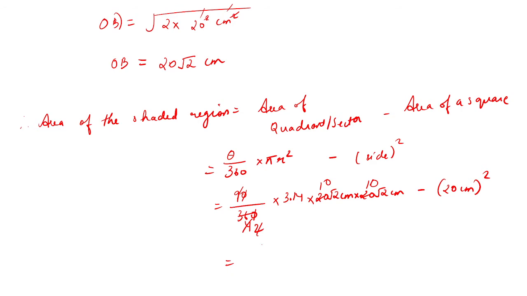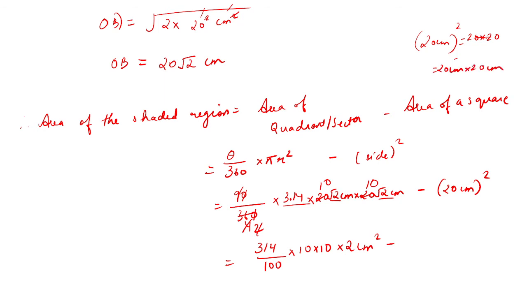Instead of 3.14, can I write it as 314 by 100 into 10 into 10. Root 2 into root 2 is nothing but 2 centimeters square, minus 20 centimeters square, which actually means 20 centimeter into 20 centimeter. All right, so I can write this as 400 centimeter square, because 20 into 20 you'll get 400. So you can cancel out this.